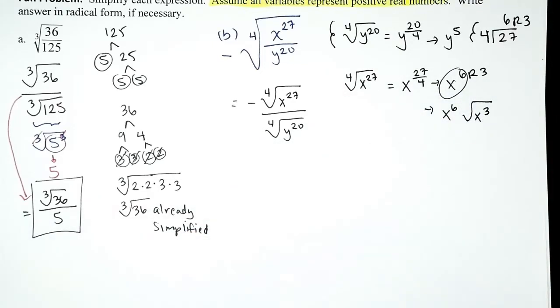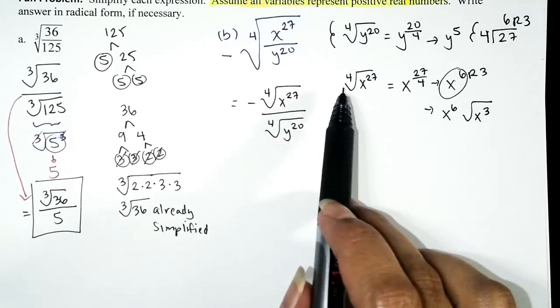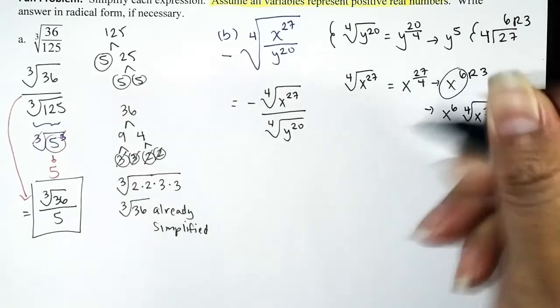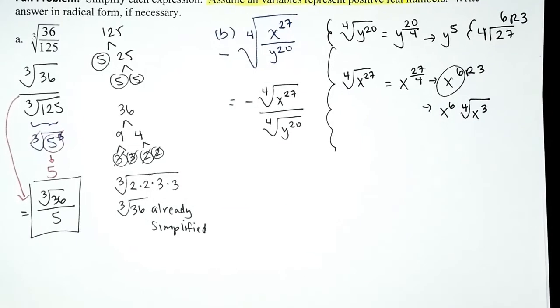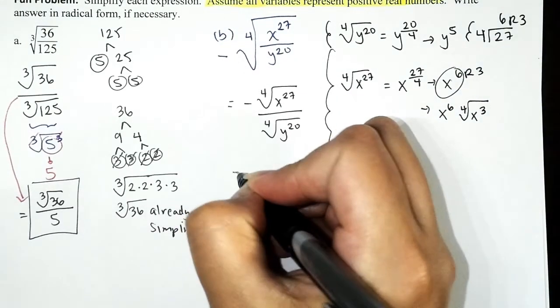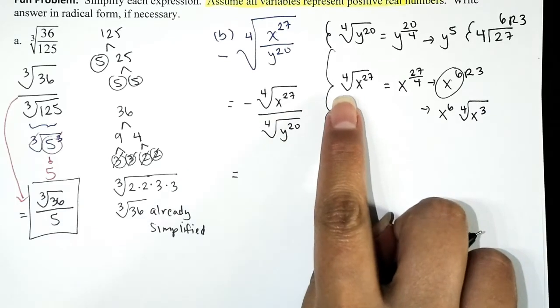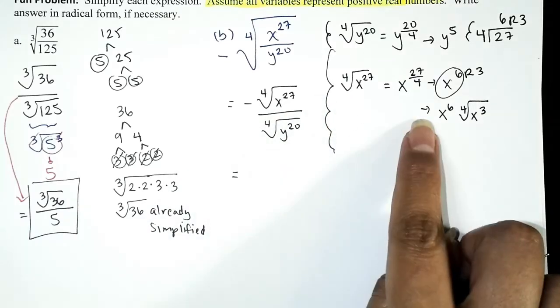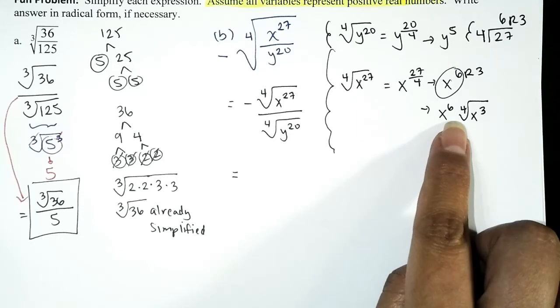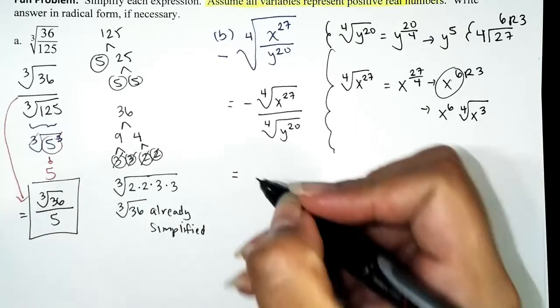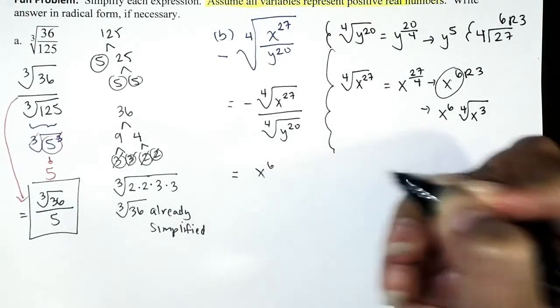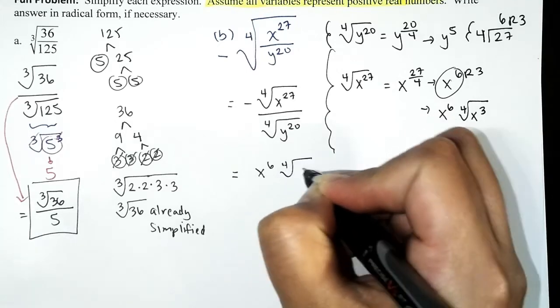If you have a leftover radical, please make sure you preserve that index. In this case, it's 4. Okay, so we're gonna go ahead and bring that to our solution. The numerator, thanks to our hard work, 4th root of x to the 27th gives us x to the 6 times 4th root of x cubed.